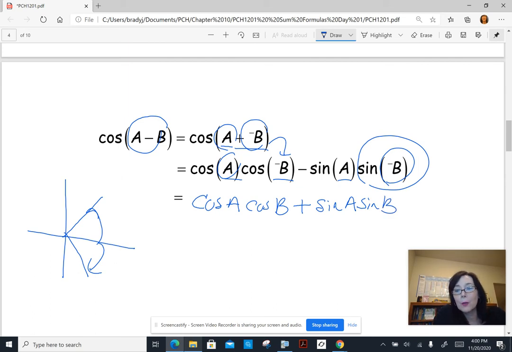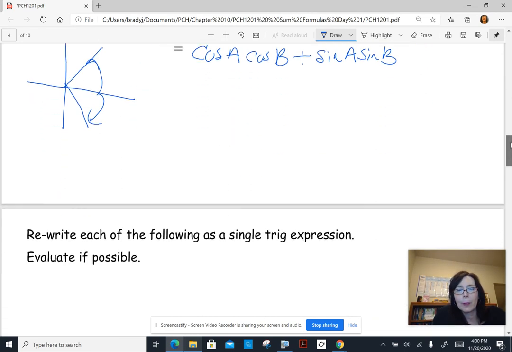Okay, and so those are the two big formulas. We're going to write them in class, but they're in your text as well. They're in the first section of chapter 10. All right? Okay.